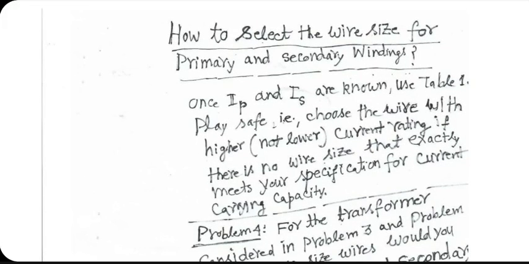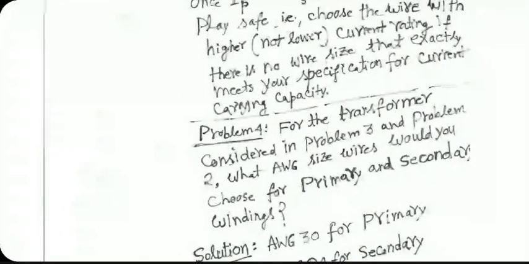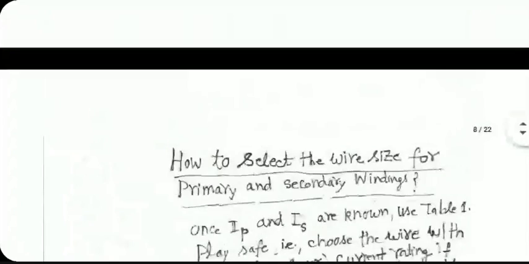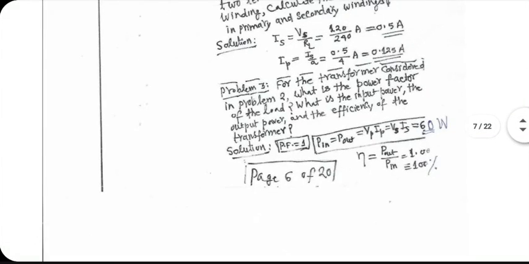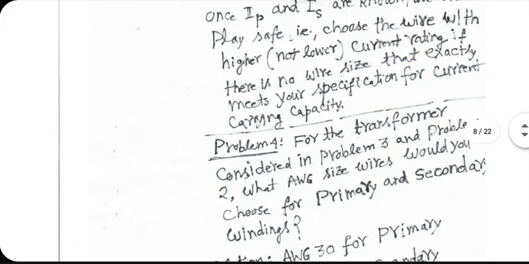In fact, if you cannot get exactly the size you want, you go for the next thicker wire to be safer. Okay, here is the problem. For the transformer considered in problem 3, that means this one, and problem 2 also, same thing. What AWG size wires would you choose for primary and secondary winding?